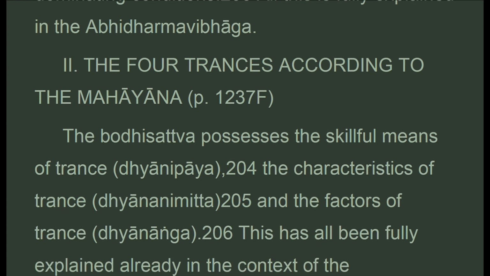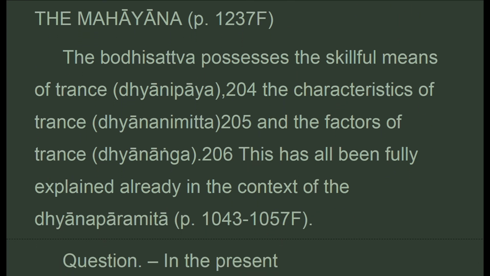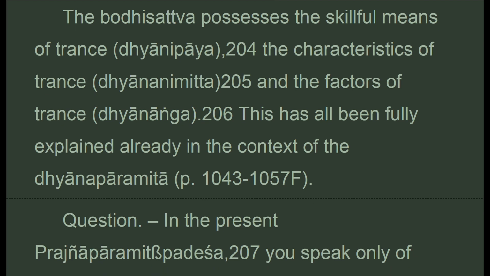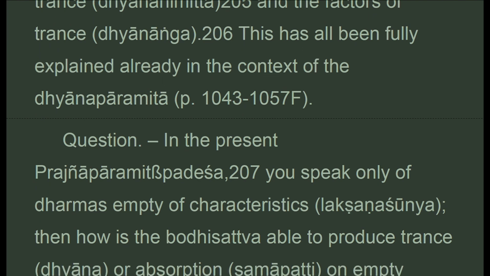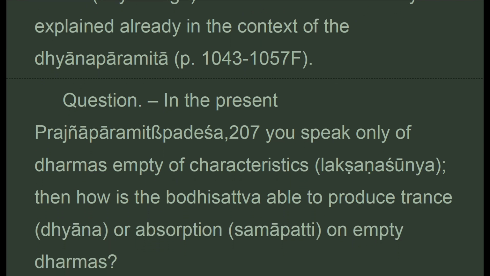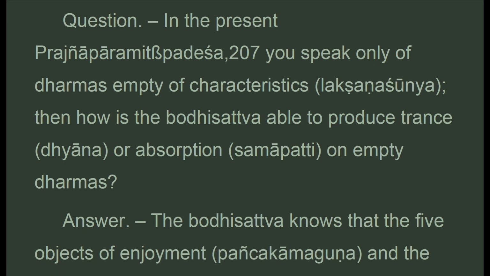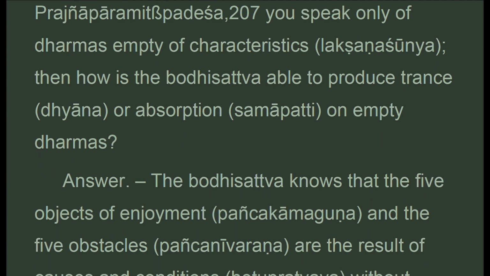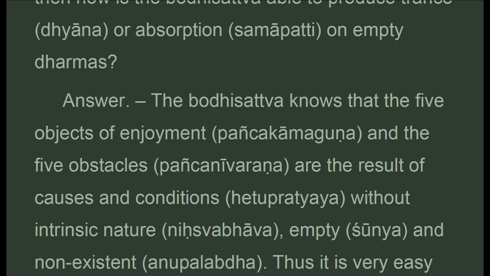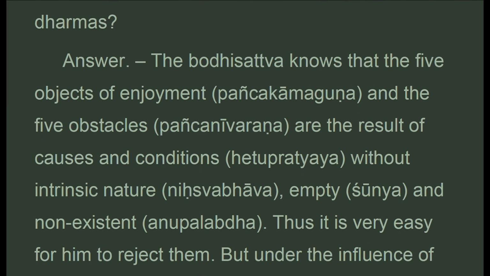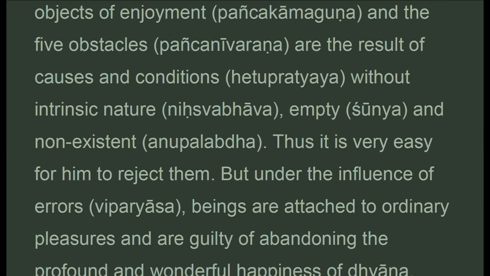The Bodhisattva possesses the skillful means of trance, the characteristics of trance and the factors of trance. This has all been fully explained already in the context of the dhyana parameter. Question. In the present Prajnaparamitopadesa, you speak only of dharmas empty of characteristics. Then how is the bodhisattva able to produce trance or absorption on empty dharmas? Answer. The bodhisattva knows that the 5 objects of enjoyment and the 5 obstacles are the result of causes and conditions without intrinsic nature, empty and non-existent.